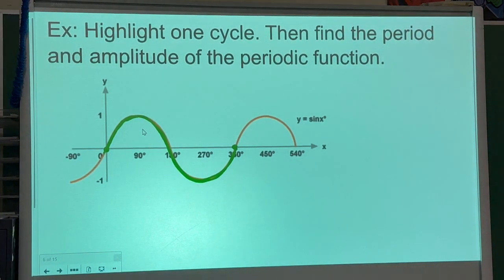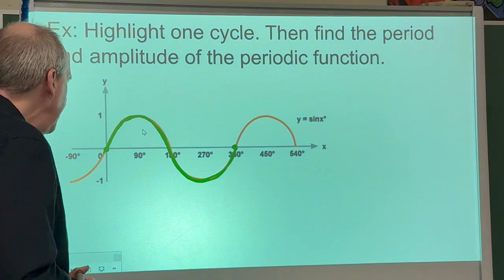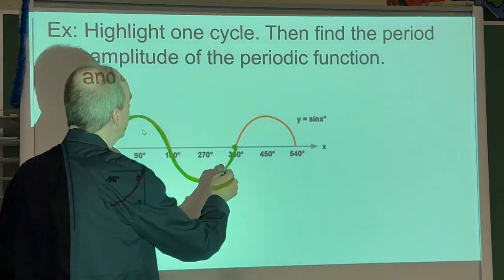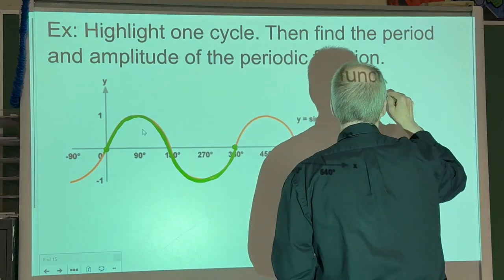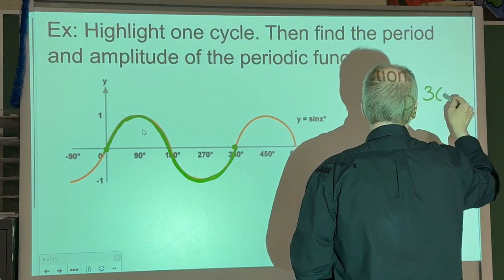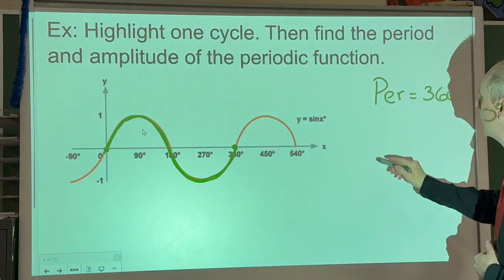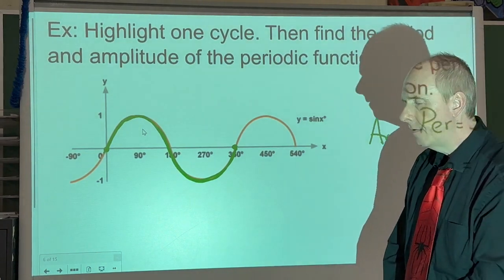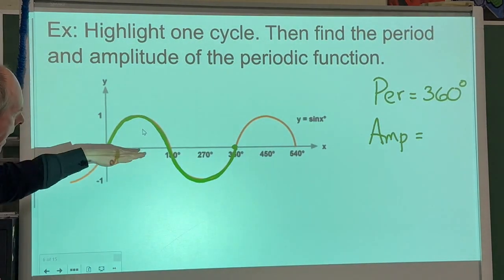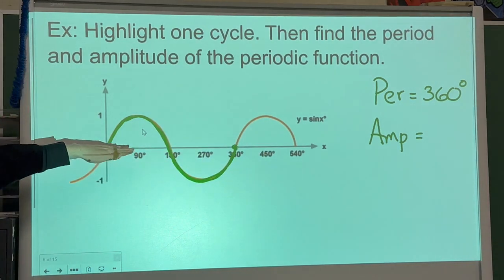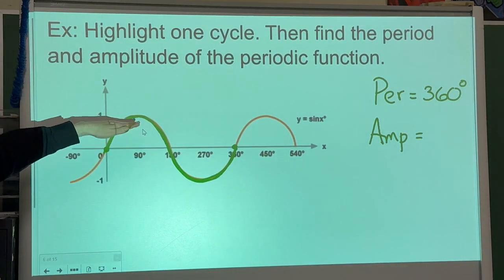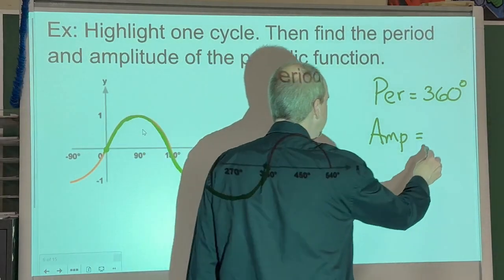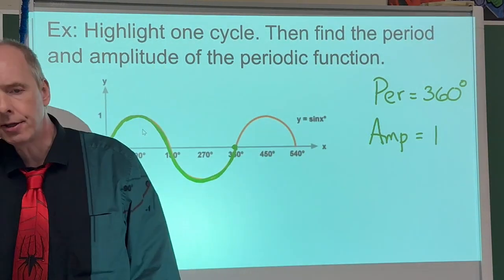Find the period and the amplitude. Well, the period is the length of that cycle. So from 0 to 360, that would be the period. The amplitude. Find the middle of the graph. The midline is here. So how far above, how far below? 1 unit up, 1 unit down. That means your amplitude is 1 unit.